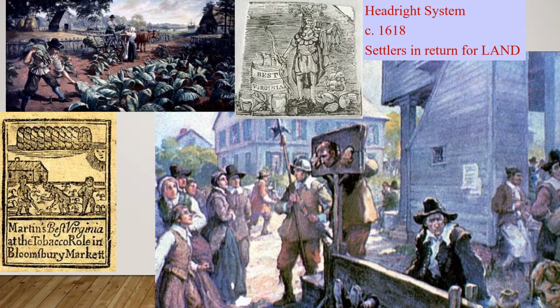So in England, it's becoming increasingly clear there's not a whole lot of gold and silver in the colony of Jamestown. So this means that no one wants to go there. So there's only one meaningful way for the London Company to keep more people going to the English colony at Jamestown. And this is going to be the headright system. So for the headright system, we have to go back to England.